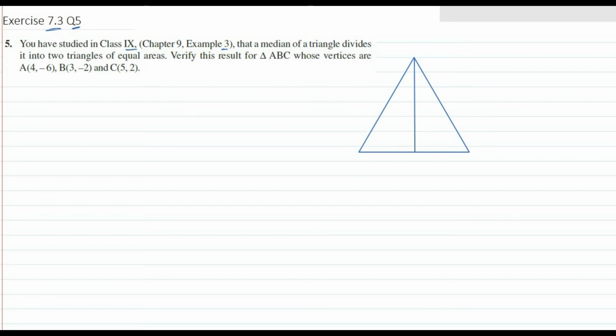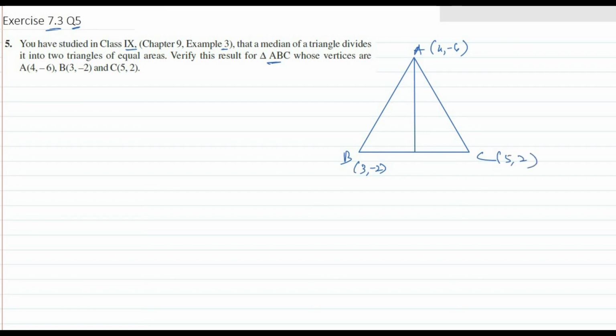So verify this result for this triangle ABC, whose vertices are A 4, minus 6, B 3, minus 2 and C 5, 2. That is A, here B and C we will take. So A is 4 comma minus 6. Okay, so B is 3 comma minus 2, C is 5 comma 2.